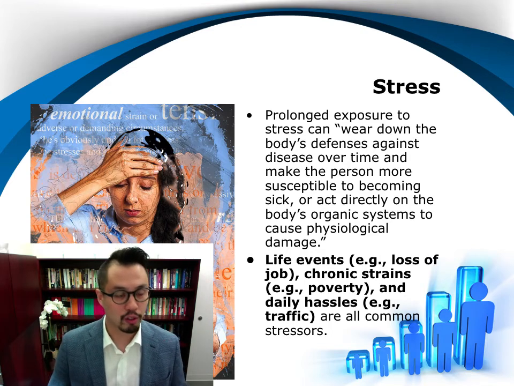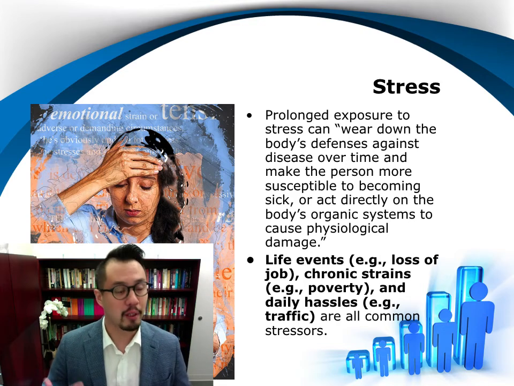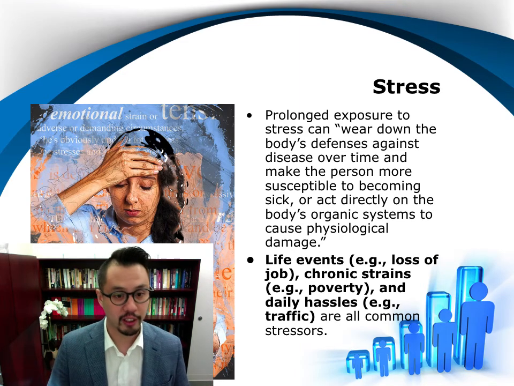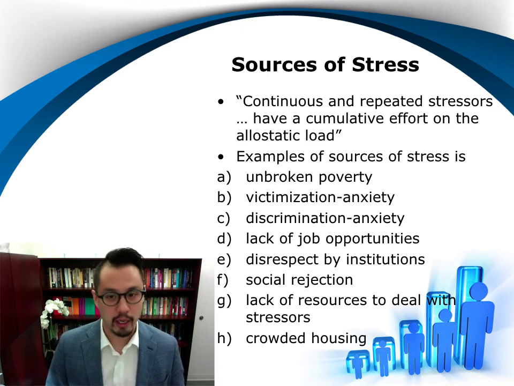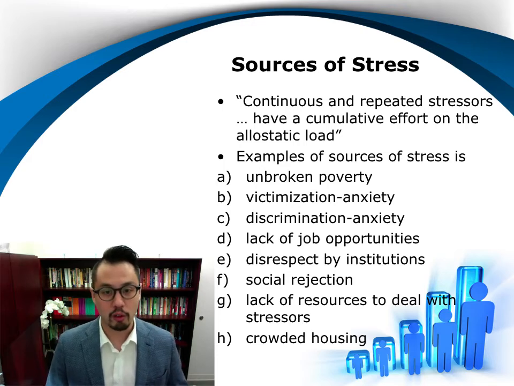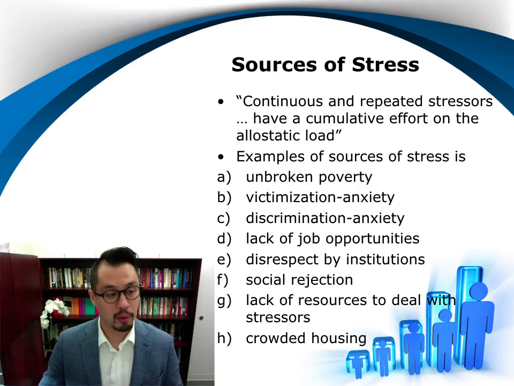chronic strain such as prolonged poverty, or daily hassles such as traffic or waiting in long lines, can all be very common stressors for people who are experiencing poverty. So the lower one's socioeconomic status, the more life events, chronic strains, and daily hassles one also experiences. So stress is also a uniquely powerful predictor of health outcomes, because continuous and repeated stressors really do have a cumulative effect on our allostatic load.